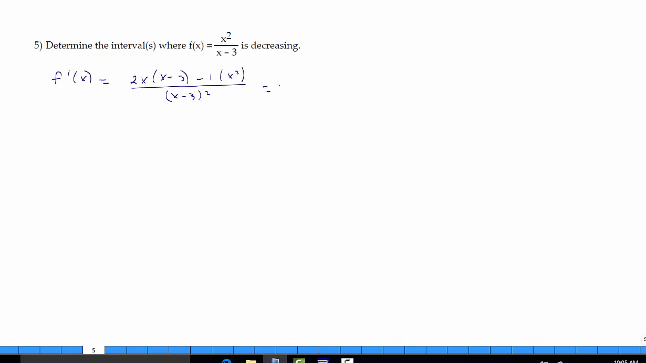And I'm going to have to simplify this because I need to find my partition numbers. So distributing here, I get 2x squared minus 6x minus x squared all over my x minus 3 squared. Combining like terms in the numerator, 2x squared minus x squared, so I have x squared minus 6x all over x minus 3 squared. I'm going to factor a little bit more, so I'll take out the x from the numerator. So then x minus 6, and this is all over x minus 3 squared.